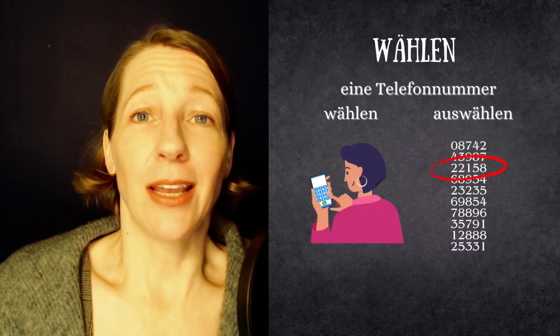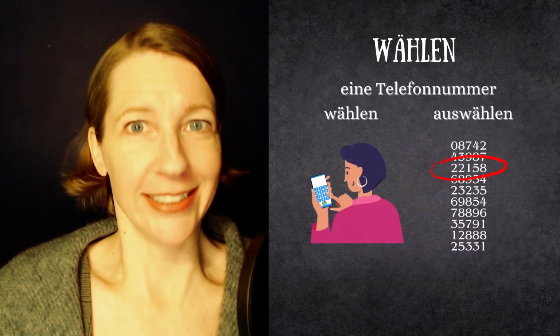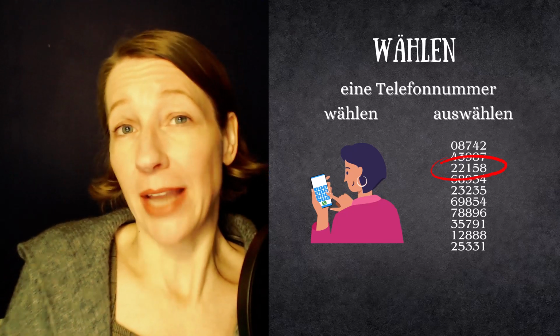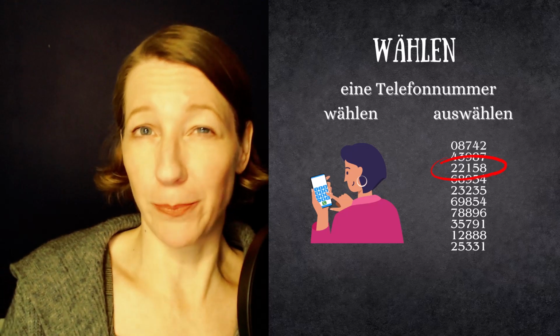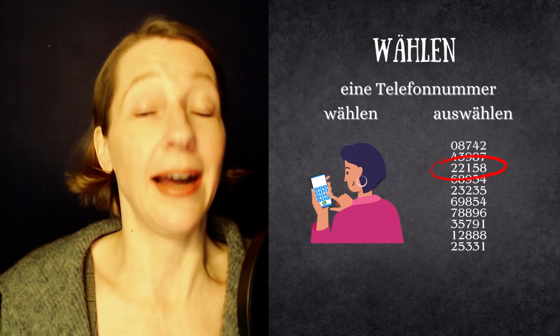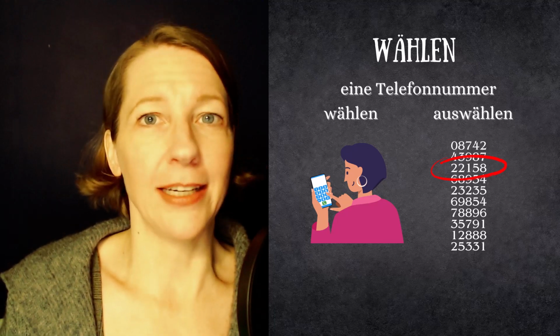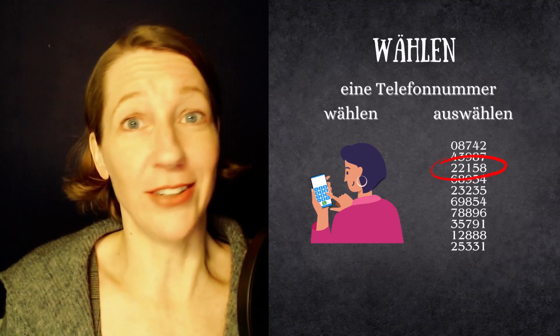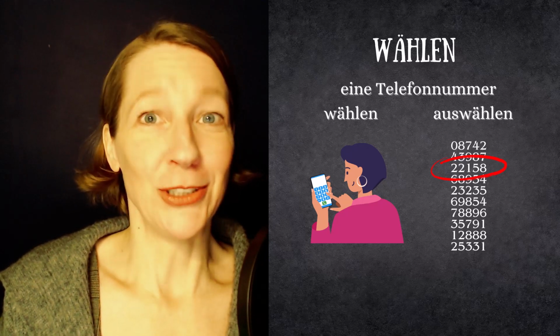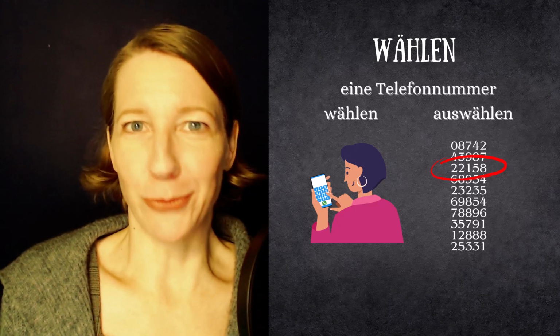So here is something where you would see a clear difference. If you say eine Nummer auswählen, that means that you have maybe 10 telephone numbers and you pick one of those and then you can use auswählen. Ich habe eine Nummer ausgewählt. But if you dial that number on your phone, then you have to say wählen. Ich habe diese Nummer gewählt. So those are practically just different words.